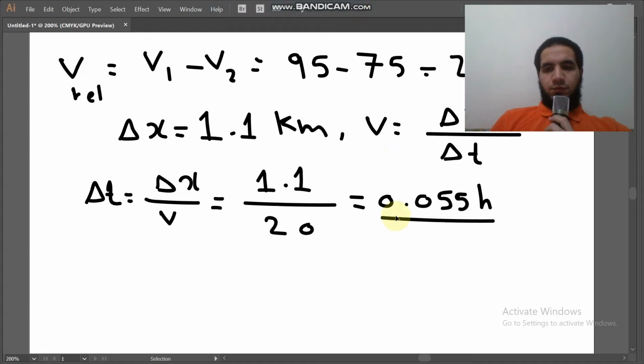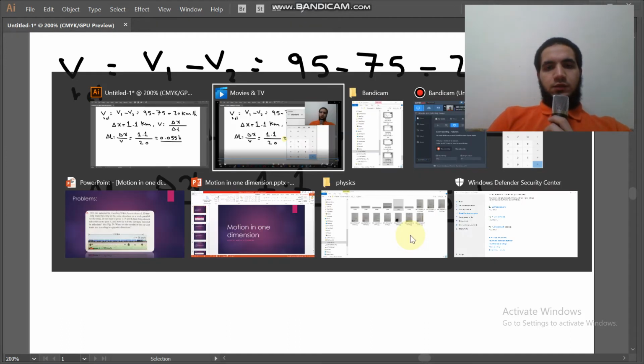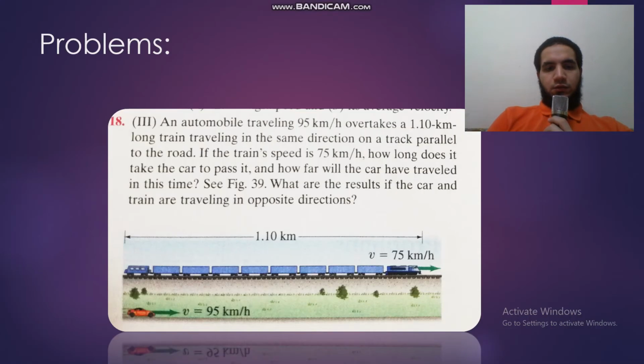It equals 0.055 hours. So this time is the time needed by the car to pass the train. Let's see the other question. He says, how far will the car have traveled in this time? You know that it will pass the train, which is 1.1, but the train is actually moving. So we want to know the distance of the ground, of the road covered by this car in this time.